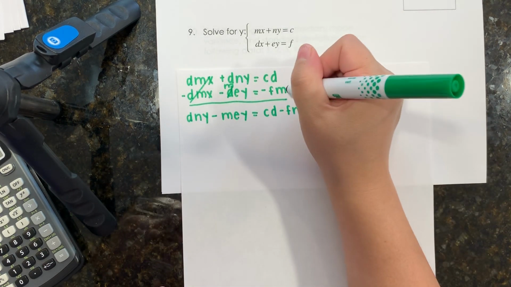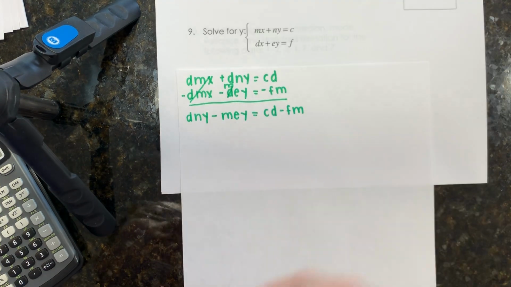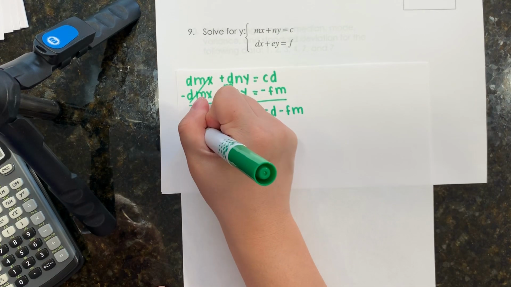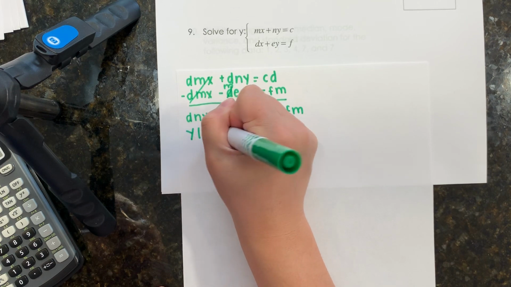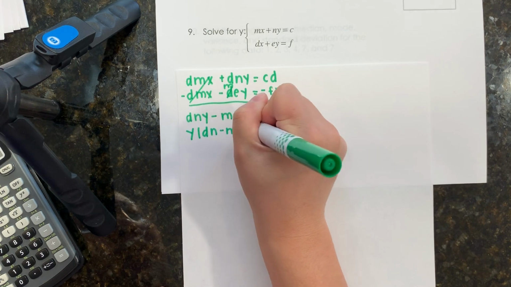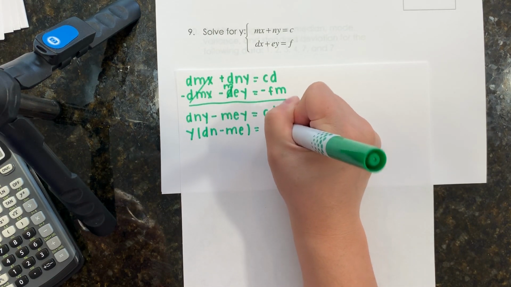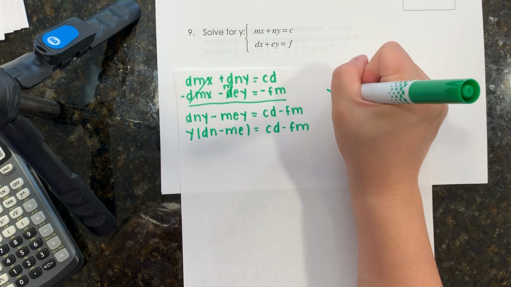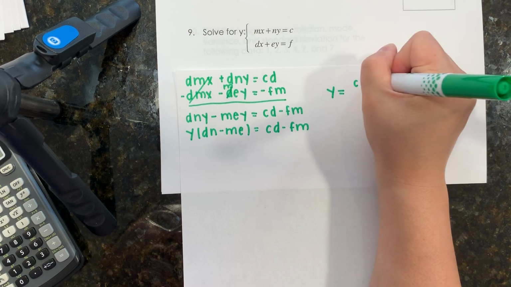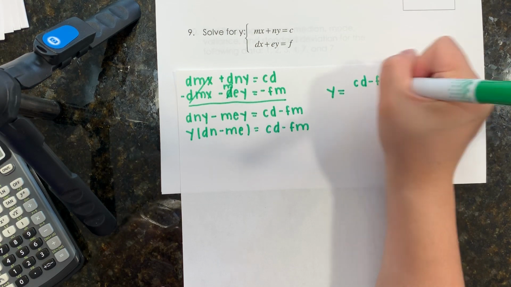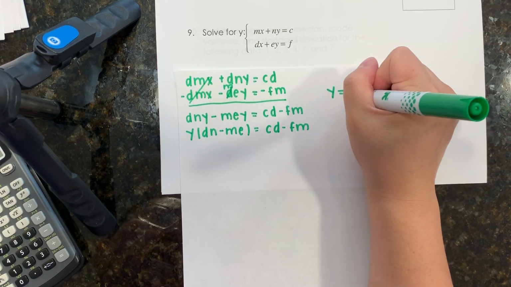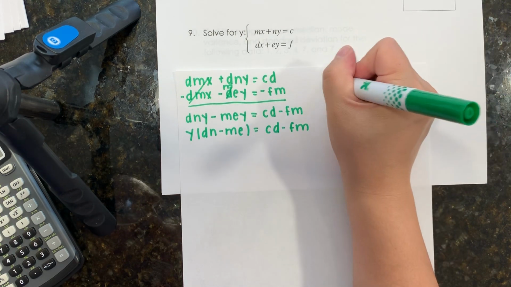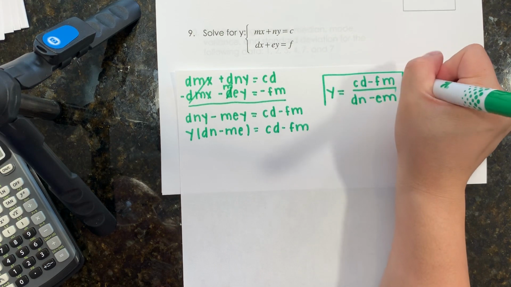So I multiplied the bottom equation by negative M, top equation by D. Now I can factor out the Y on the left side because that's what I'm trying to solve for. And then to get Y by itself, you just divide by the parentheses. So you get CD minus FM all over DN minus EM. And that's your result for number 9.